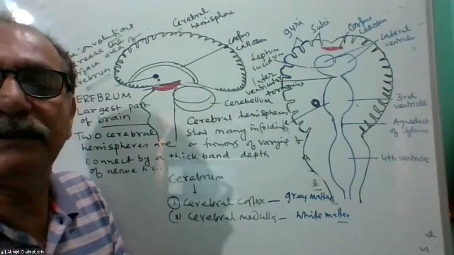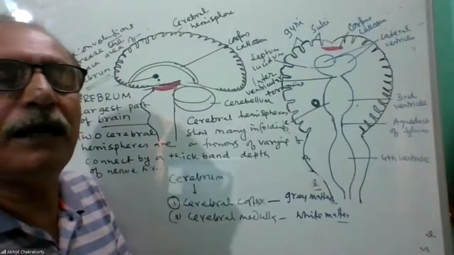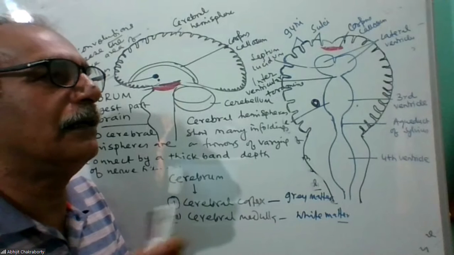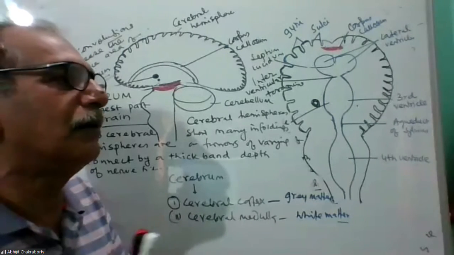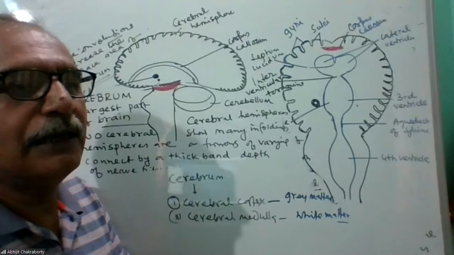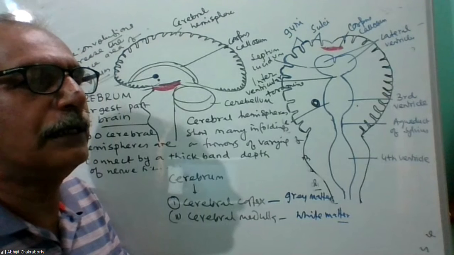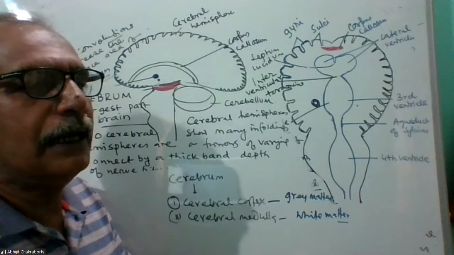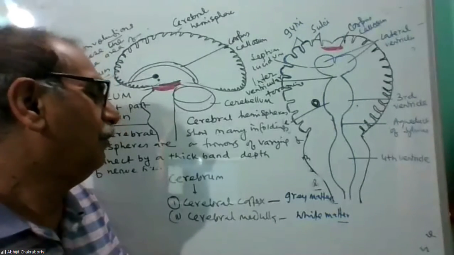Gray matter is made of the cell bodies of the neurons, and white matter is made of myelinated nerve fibers. So in the brain, gray matter is found in the periphery and white matter is found towards the center. But in the spinal cord, the location is just reverse. In the spinal cord, gray matter is found in the center and white matter is found in the periphery. I'm repeating it again. What is gray matter? The cell bodies of neurons form the gray matter, and myelinated nerve fibers of neurons form the white matter.